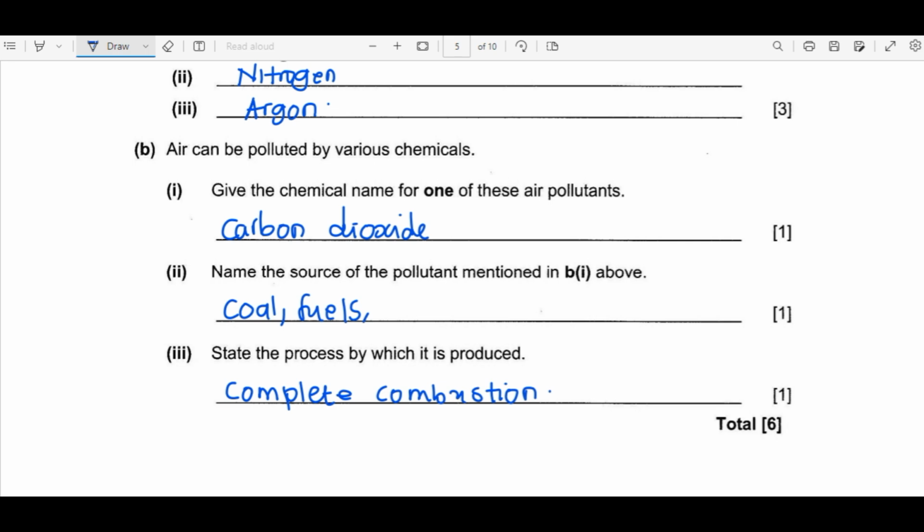What of sulfur dioxide? The source can be also fuels. There are some fuels that may have this sulfur, or sometimes even the extraction of zinc and the extraction of copper may also be the source. Then if you look at the process, they are all produced by combustion.